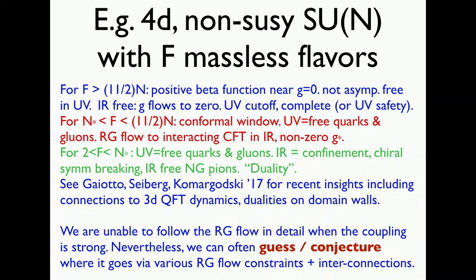Part of why I wanted to talk about this is just to illustrate that in general, we're unable to follow this renormalization group flow in detail. Like here, we're unable to follow it from the ultraviolet to the infrared to show that there's confinement. This is one of the $1 million Clay prizes to show that, and so no one's collected the $1 million yet. But nevertheless, it's often possible to guess the answer and to use symmetry constraints to do some non-trivial cross-checks and to gain some confidence that the answer is right.